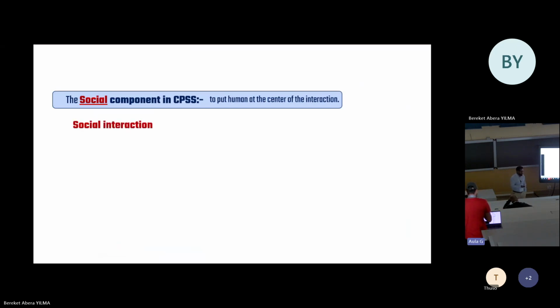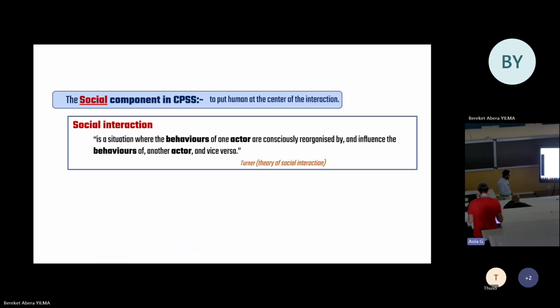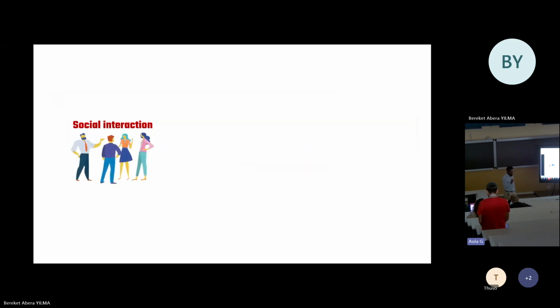But what is a social interaction? How do you perceive what a social interaction is? Any guess? This can be a social interaction, right? If you look at the textbook definition from the theory of social interaction, it's a situation where the behavior of one actor is consciously recognized by another actor, humans of course, and influenced at the same time by the behaviors of other actors. Think about a social interaction between humans: you and I are conversing, we're talking. It's a social interaction, right?